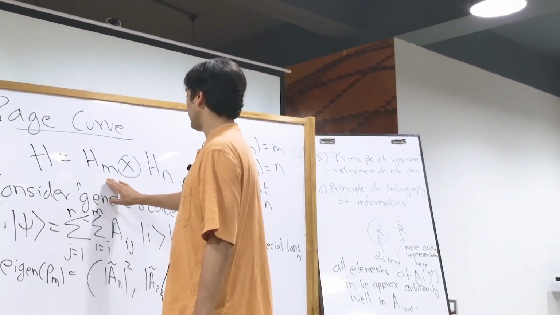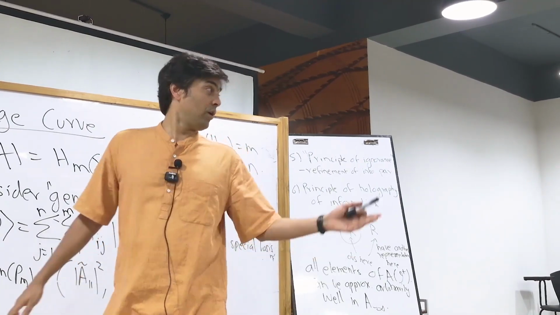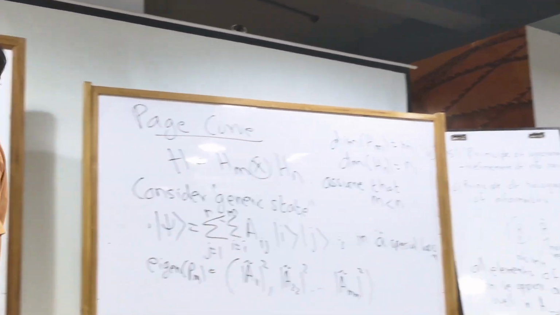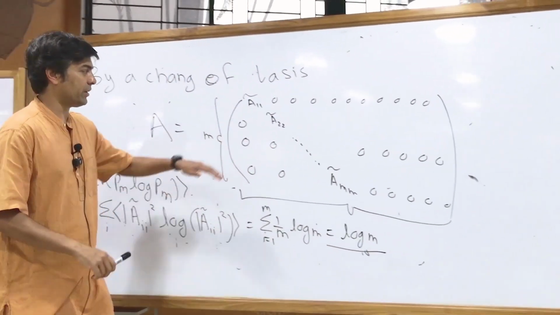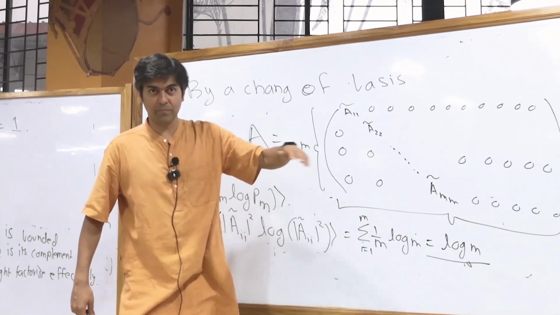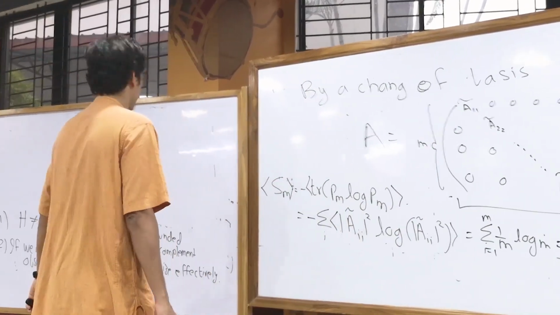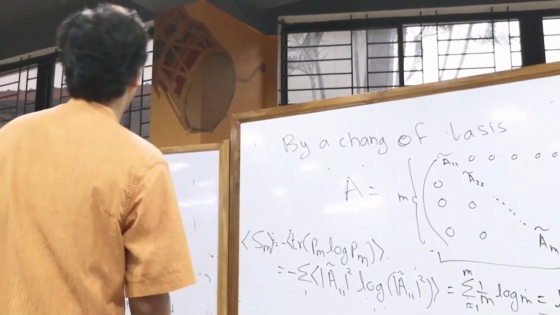What was the difference between m and n? M was smaller than n, right? So when we put this matrix A in this form, it was important that you could put it in the diagonal form this way, not in the diagonal form the other way. So the general Page result is for a generic state, the entropy is the expectation of the entropy.